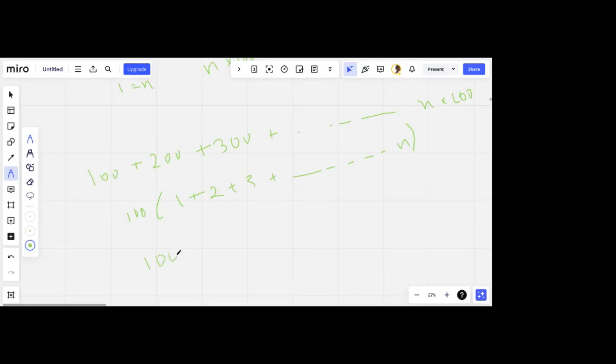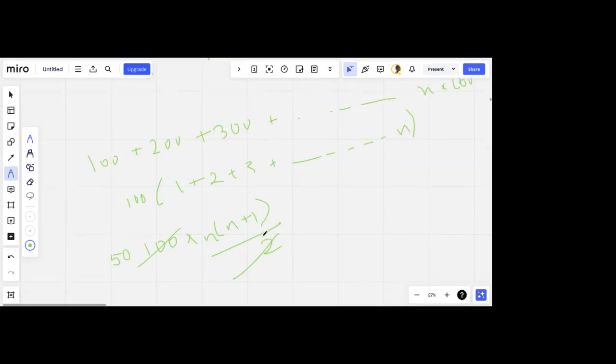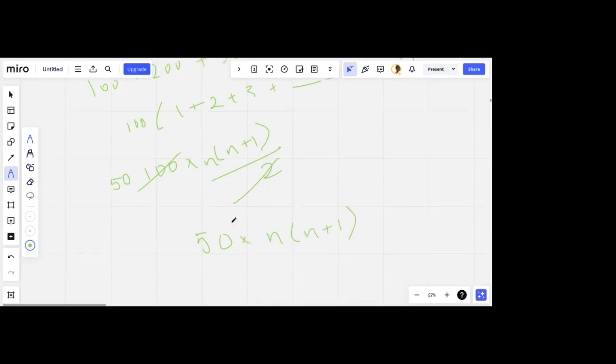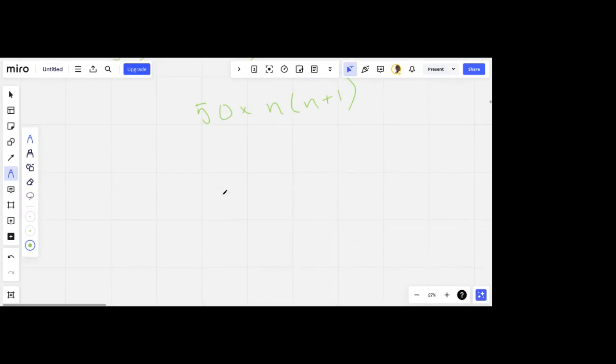So it would be 100 into n into n plus 1 by 2. Yes or no? So this will be 50 into n into n plus 1. Right, 50 into n into n plus 1, right? So guys, what is the time complexity here? Come on. 50 into n into n plus 1. What is the time complexity?